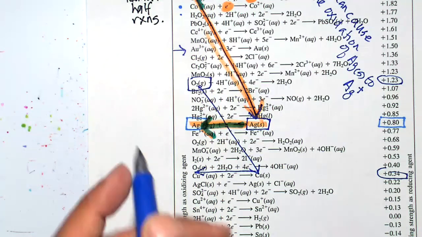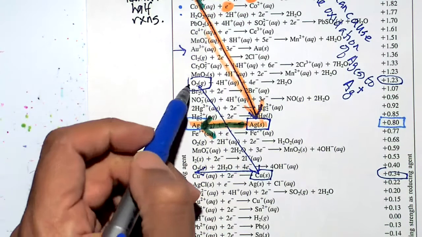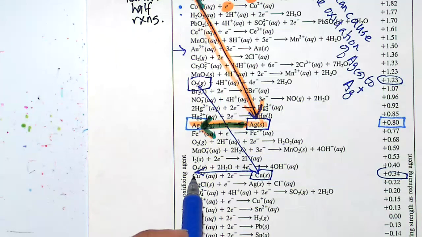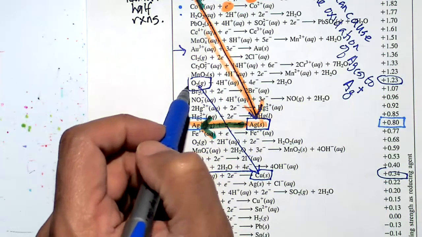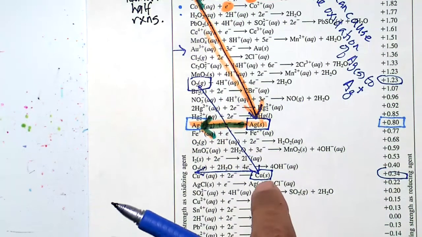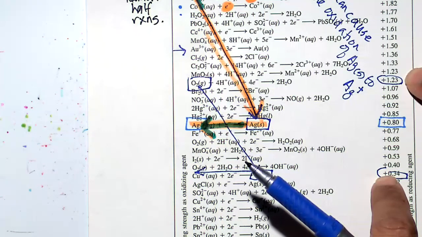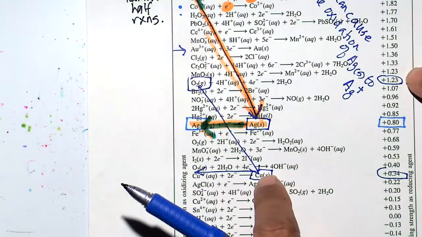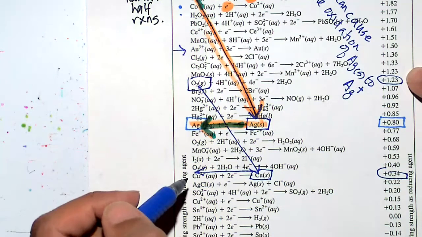It doesn't work the other way. O2 will cause copper solid to get oxidized. Copper solid cannot cause O2 to get oxidized, can it? It cannot flip. If you flip this, 0.34 minus 1.23 is still negative. So it cannot flip.